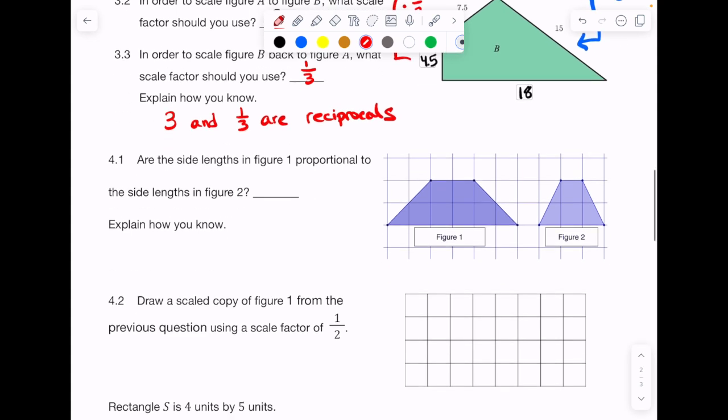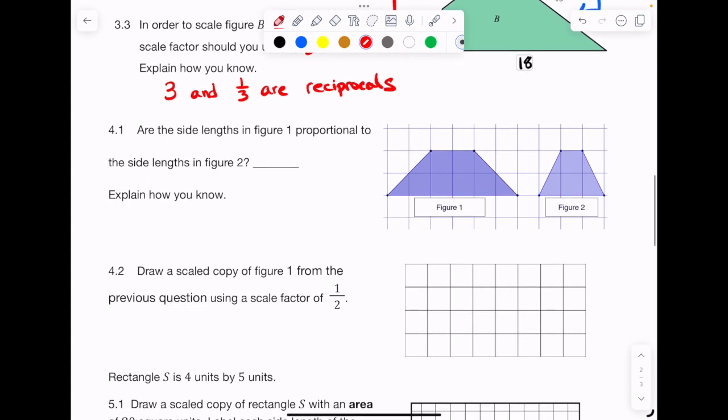Great. All right, question 4. Are the side lengths in figure 1 proportional to the side lengths in figure 2? Explain how you know. Okay, so again, proportional means equivalent ratios. So we're basically being asked, are these scale copies, right? That's just another way of saying it using the word proportional that we'll use a lot this year. So are these scaled copies of each other?